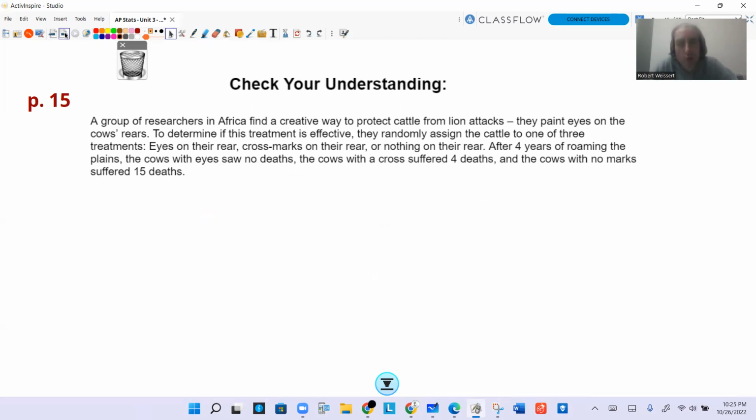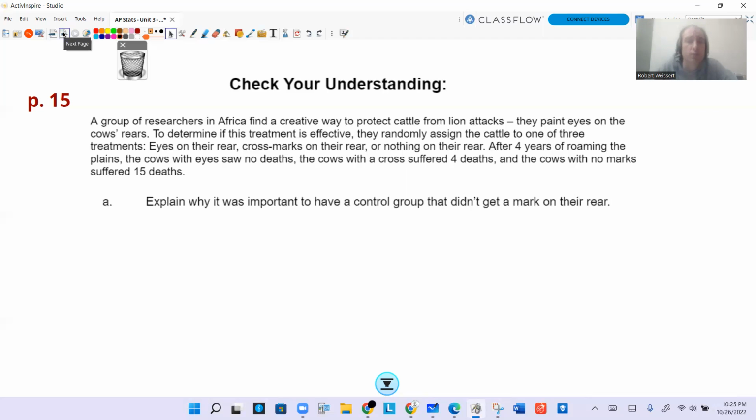That's better. A group of researchers in Africa find a creative way to protect cattle from lion attacks. They paint eyes on the cows' rears. That's kind of weird. To determine if this treatment is effective, they randomly assign the cattle to one of 3 treatments: eyes on their rear, cross marks on their rear, or nothing on their rear. After 4 years of roaming the plains, the cows with eyes saw no deaths. This got really morbid. The cows with a cross suffered 4 deaths, and the cows with no marks suffered 15 deaths. Hey, beef, it's what's for dinner. But you can see that there was some sort of effect from the markings on their butts.